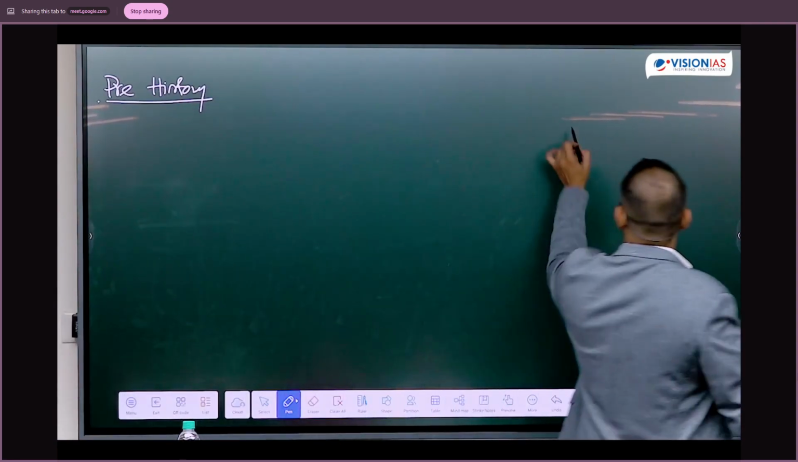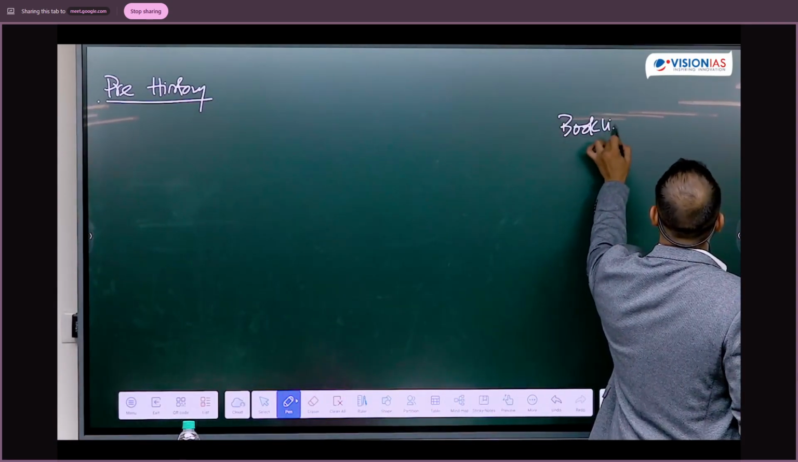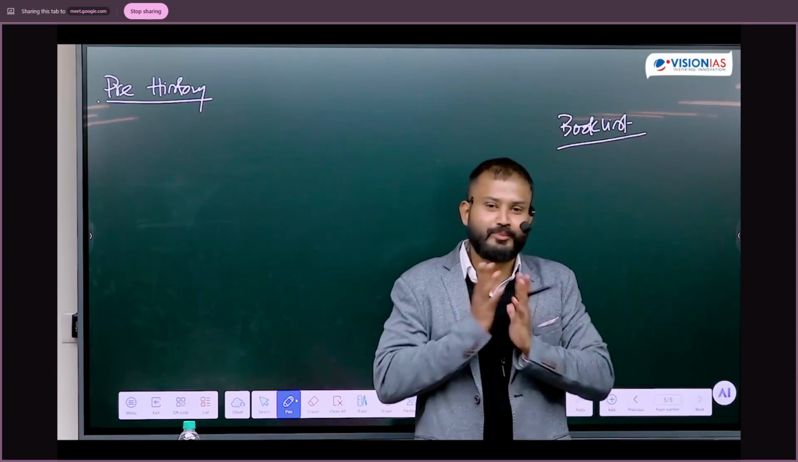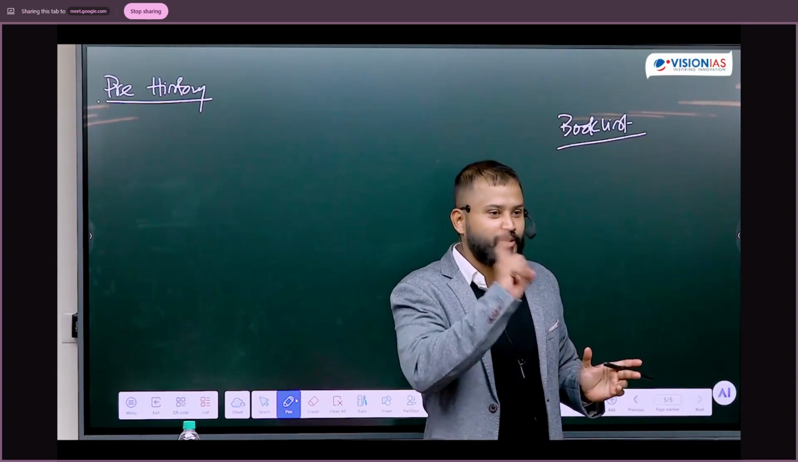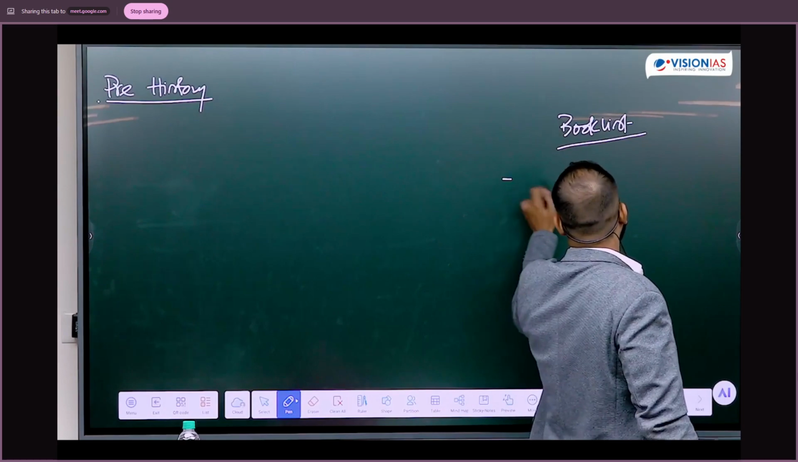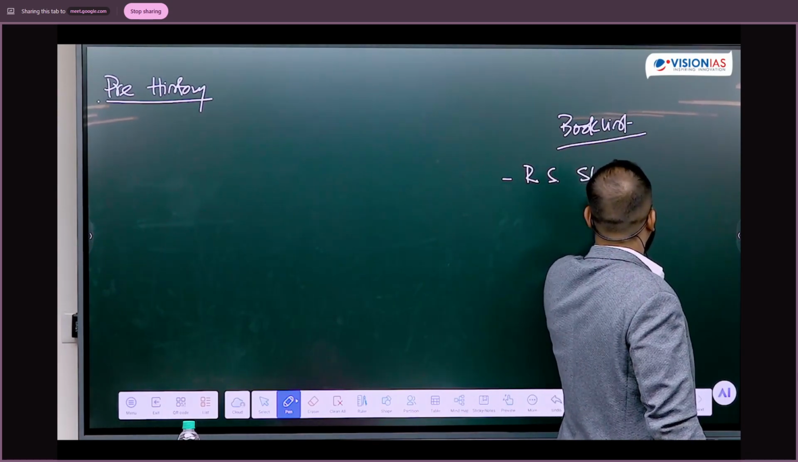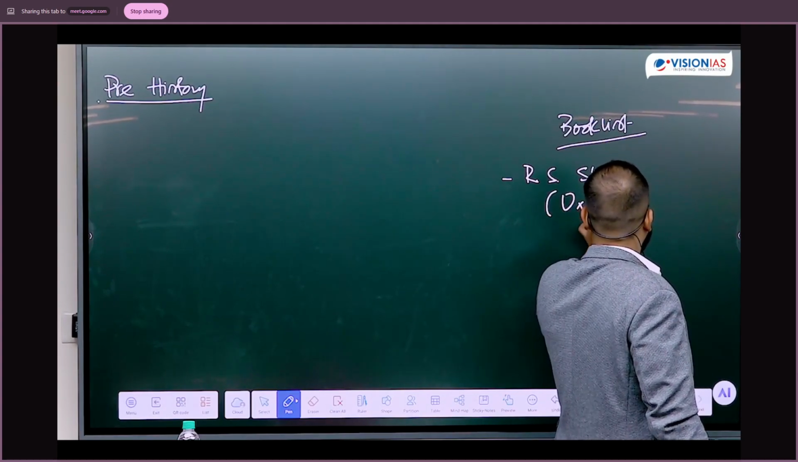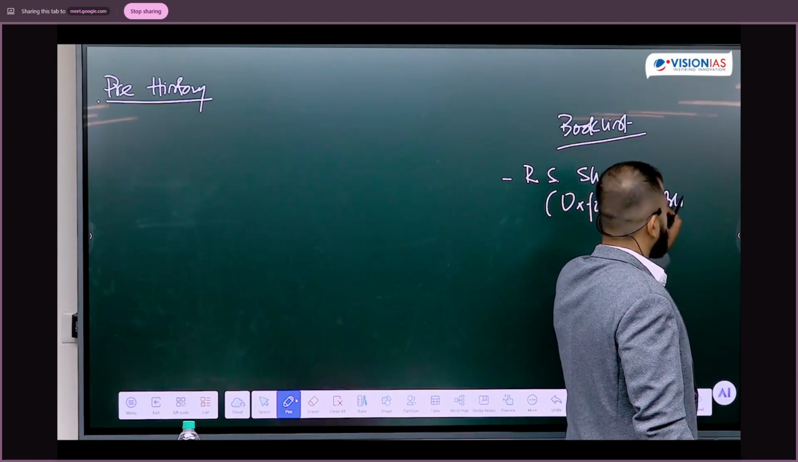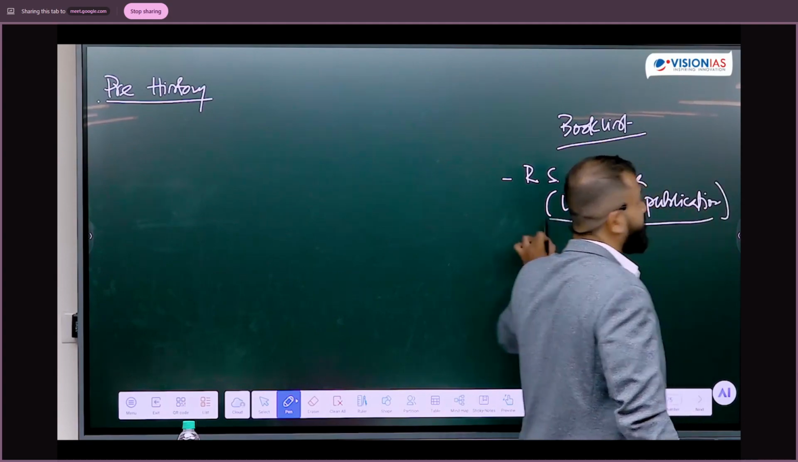this is the book list. This is only once I will have this discussion. It is my sincere request. I have only one chance. You will read the book of R.S. Sharma, and that is Oxford Publications. Nothing else. I have no other recommendations.